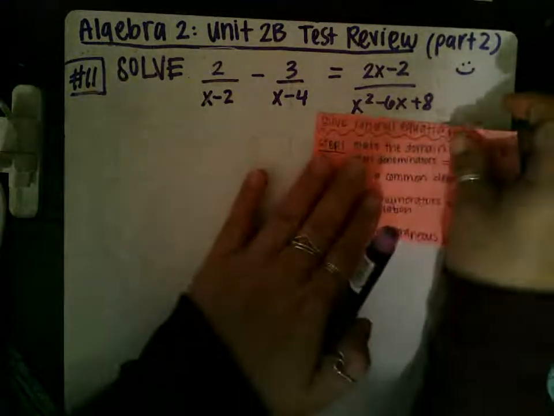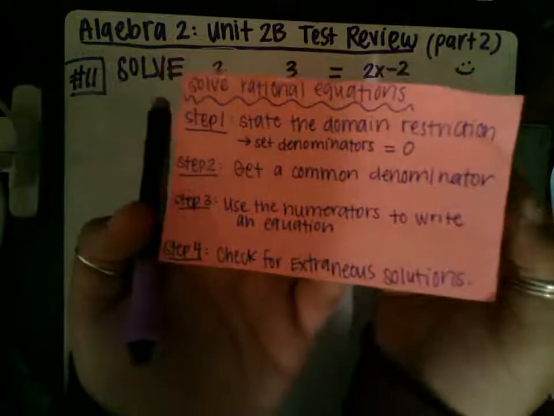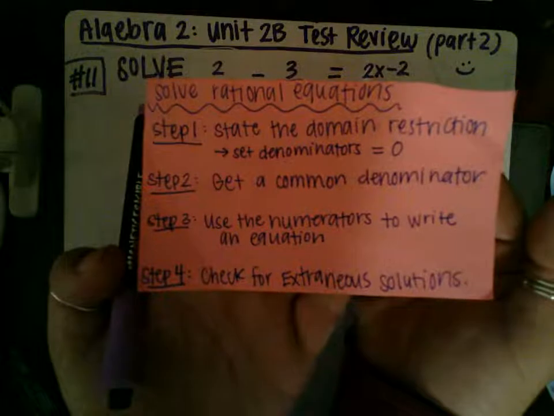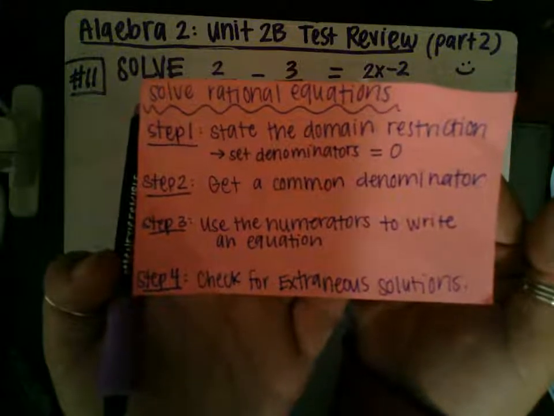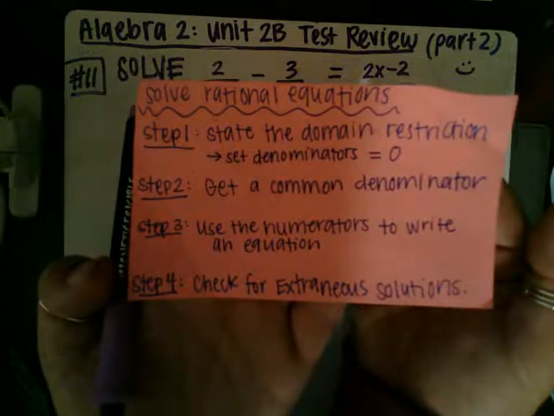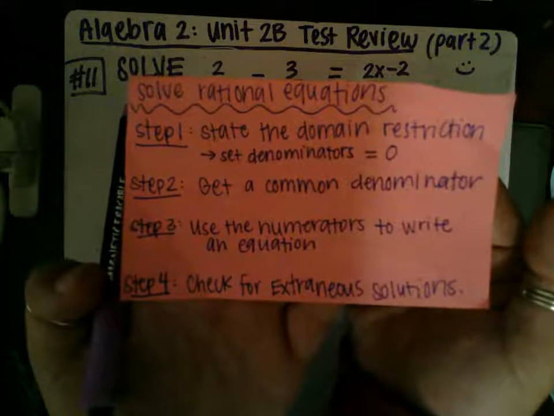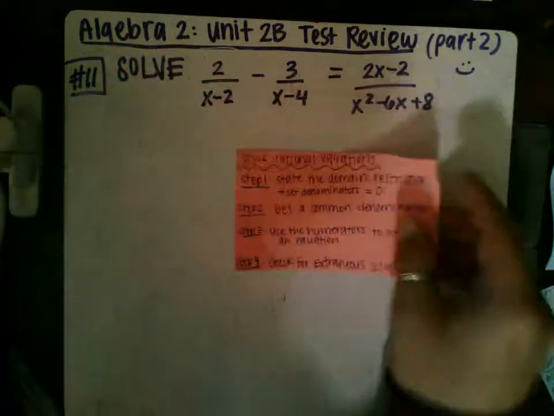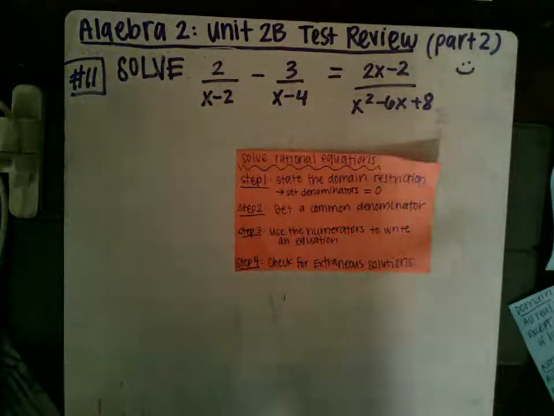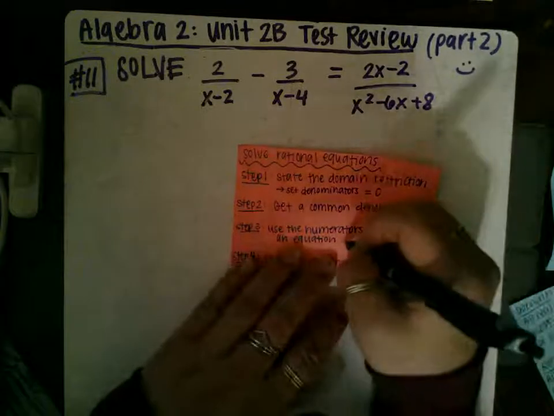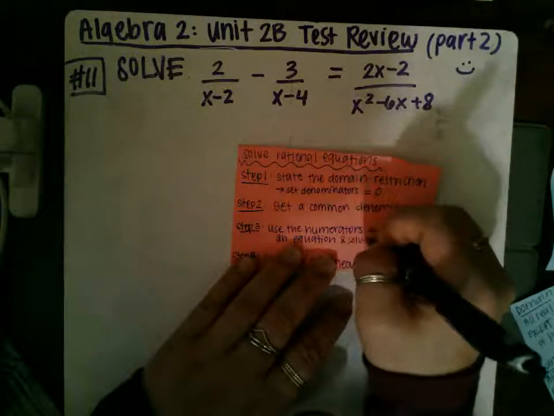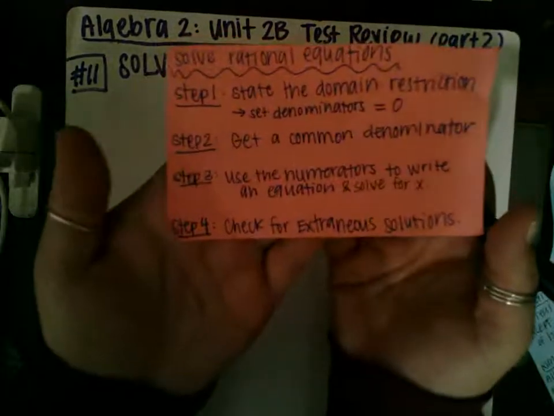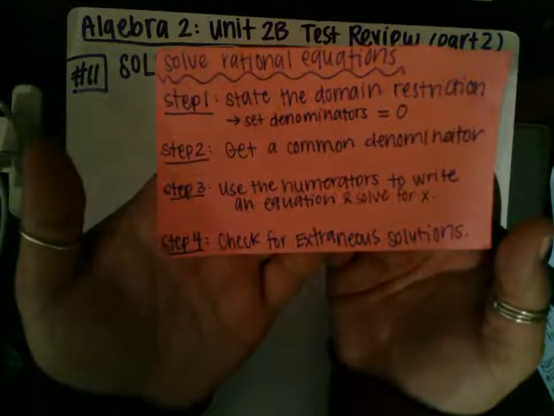So remember, solving rational equations. Step 1, find our domain restrictions by setting our denominators equal to 0. Step 2, get a common denominator for every single expression. Step 3, use the numerators to write an equation and solve for x. Step 4, check for extraneous solutions. So that's the whole purpose: solve for x and check for extraneous solutions.